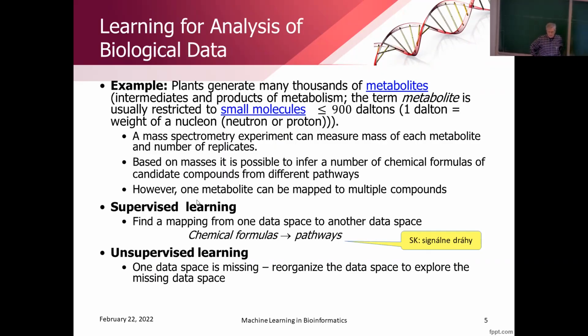Let us start with an example. We study some plants, and when the plants are growing, they generate many thousands of metabolites. Metabolites are some intermediate products during metabolism, and usually the term is used for small molecules. By definition, at most 900 Daltons. So the weight of the molecule should be not higher than 900 weights of a proton or neutron.